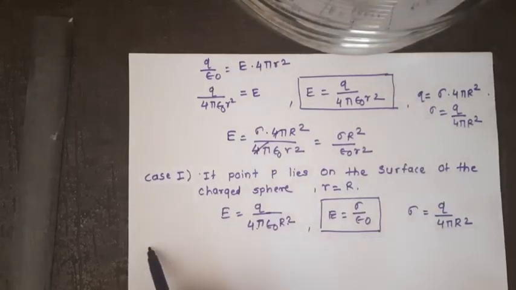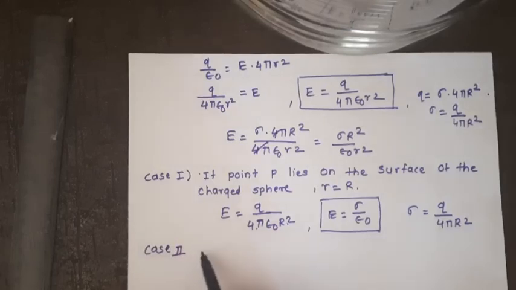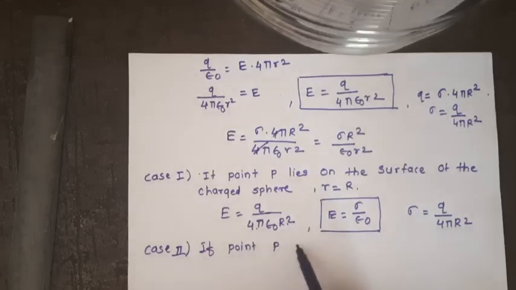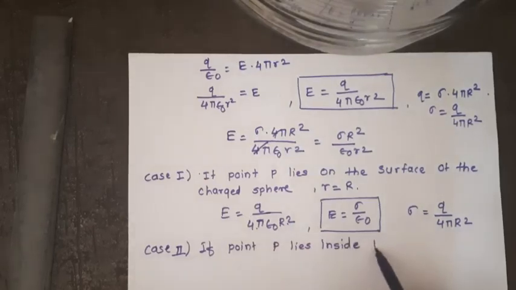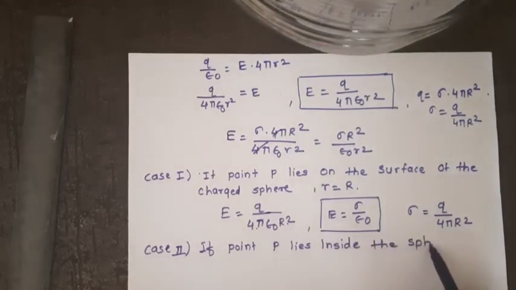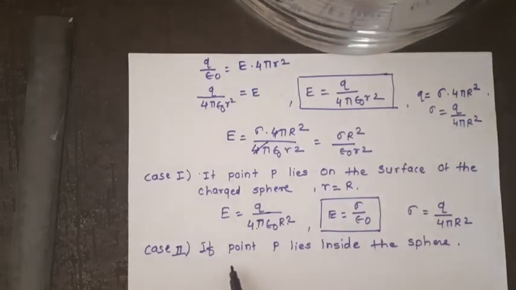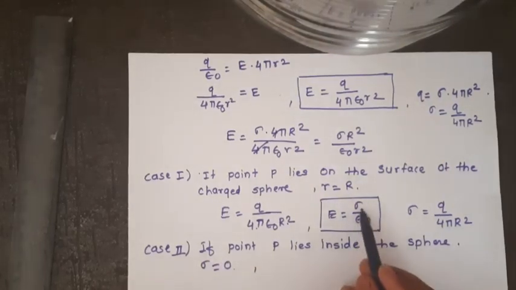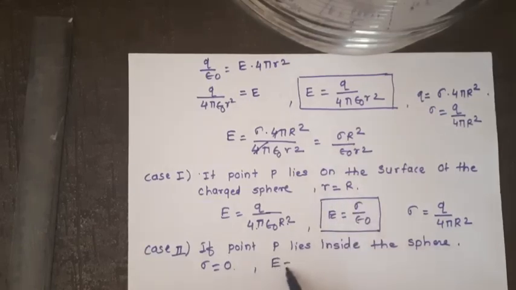Then the second case: if point P lies inside the sphere, there is no charge inside the sphere, so the surface charge density is 0. Substituting 0, the electric field is also 0.